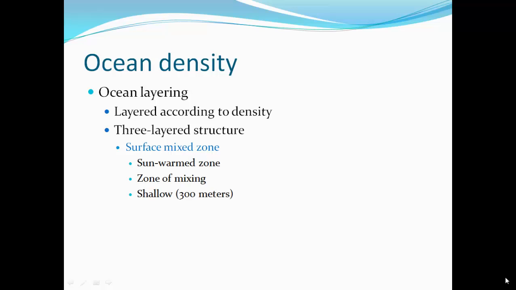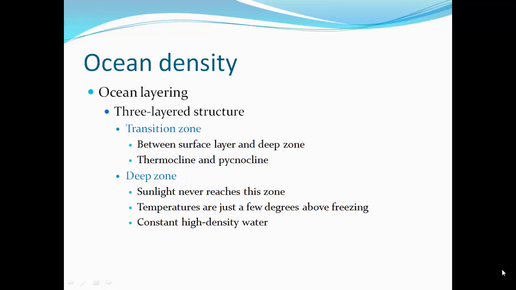There's a 3-layer structure. There's a surface mix zone, where the water is sun-warmed. It's a zone of mixing from the surface to deeper, and it's fairly shallow, about 300 meters. The transition zone is the zone between the surface layer and the deep zone. This is where the thermocline or pycnocline is. And below that is the deep zone. The sunlight never reaches this zone. The temperatures are just a few degrees above freezing, and it's constant high density water.